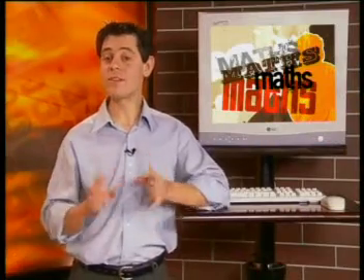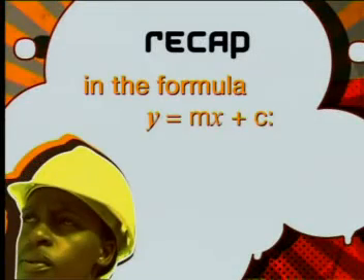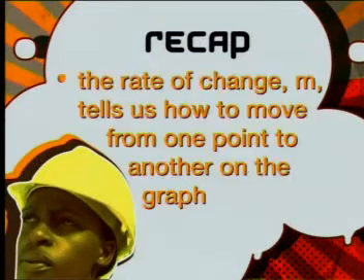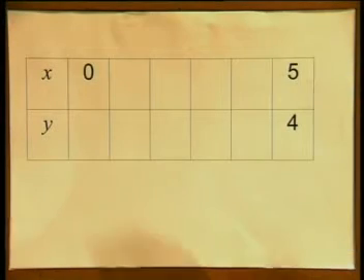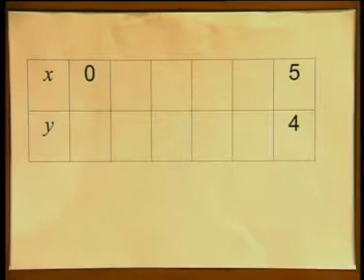Now remember what we said in the last lesson. In the formula y equals mx plus c, the rate of change, or m, tells us how to move from one point to another on the graph. Okay, but we need c. That's the output when x is equal to 0, right? I remember in the previous lesson we used a table just like this. The gradient is the difference between the output values when the difference between the input values is equal to 1.